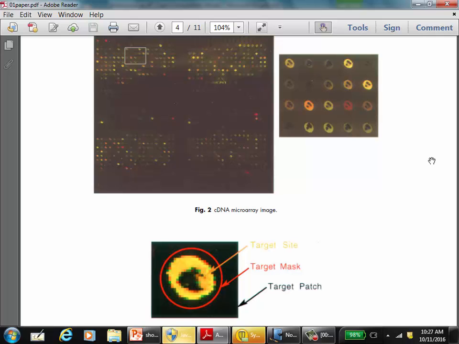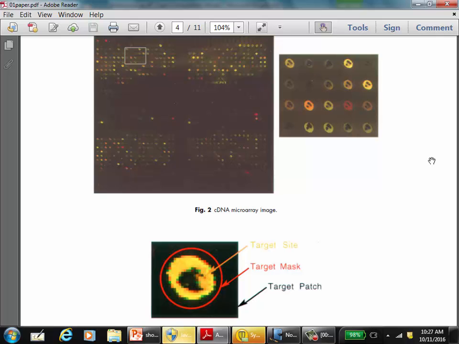So you need to find that out. So how do you do that? Well, for segmentation and all that, they'll use standard techniques. But to find out where the target site is within this target mask, where do you actually have the signals, you have to use some procedure. And the procedure will be as follows.